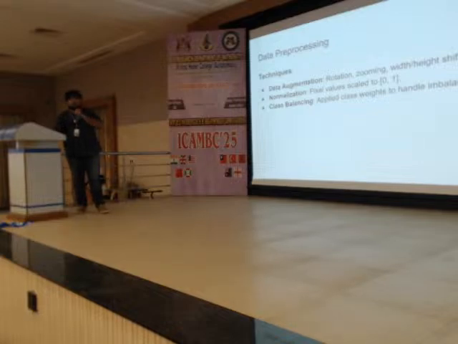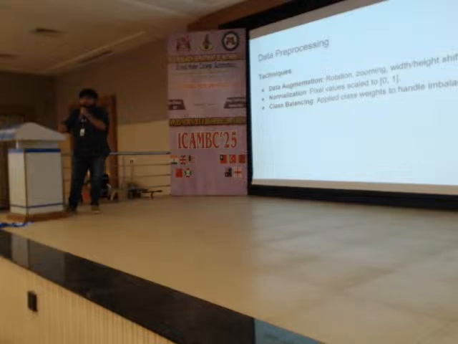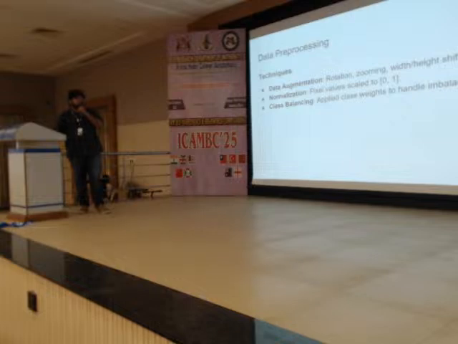And class balancing. My data set has 5 classes, 4 of retinal diseases and 1 normal. Each of the classes has a different amount of data. So to prevent bias, we handle the class imbalance by class weights using class balancing. Next slide.